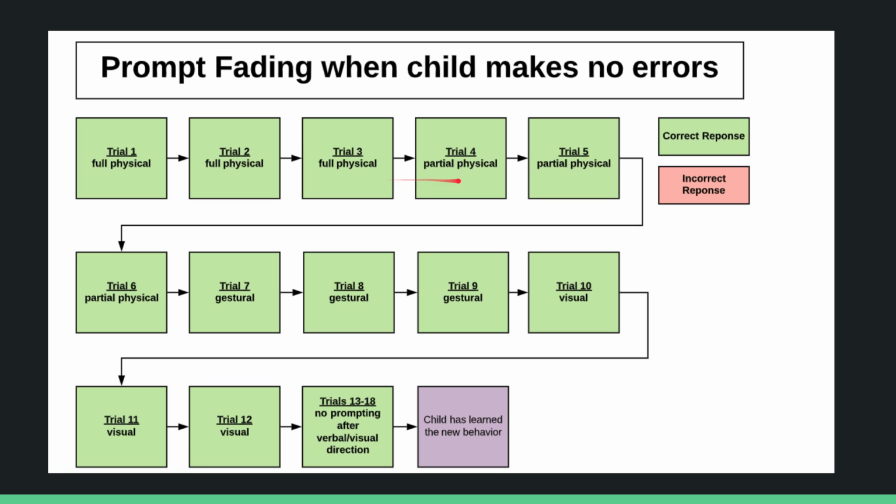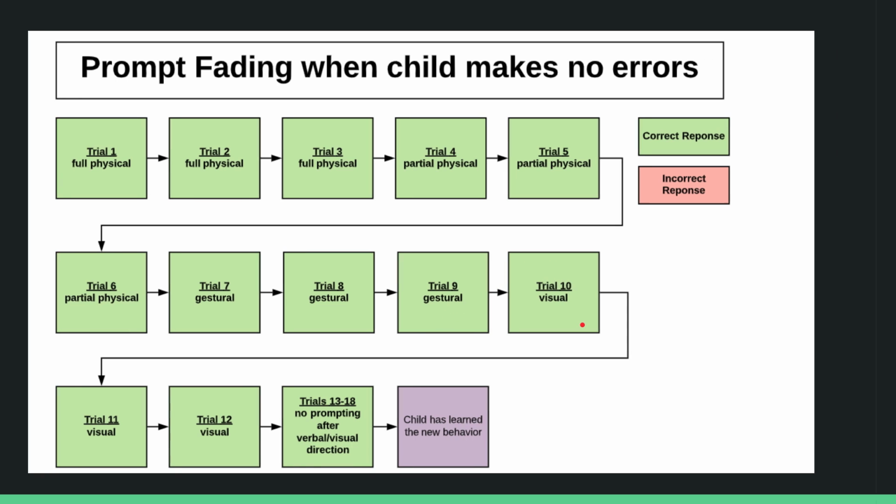using full physical prompting. So then we're going to fade the intensity of that prompting to partial physical for the next trial. If they keep getting the correct response, we're going to keep using that. So we get partial physical trials 4, 5, and 6, and then if they're still performing the skill correctly after that, then we're going to fade that to gestural prompting for the next trial. And if we get 3 trials in a row where they're performing the correct response, we're going to fade out gestural prompting to visual prompting.